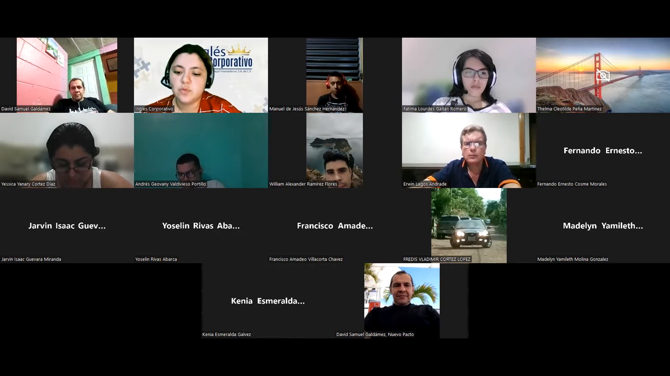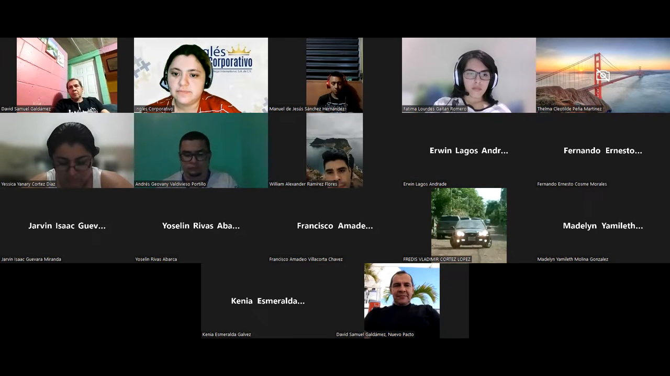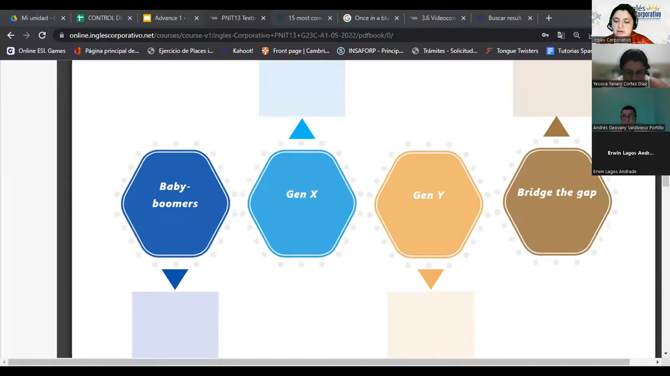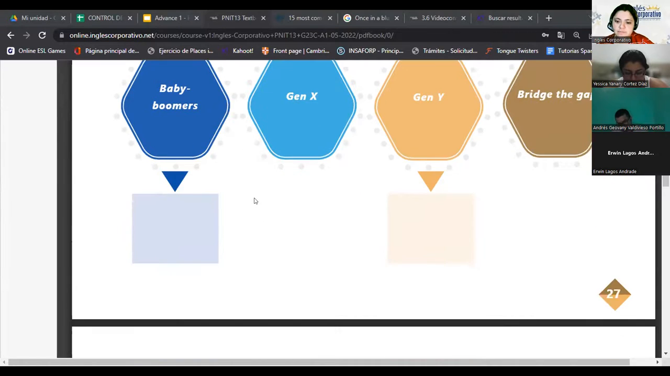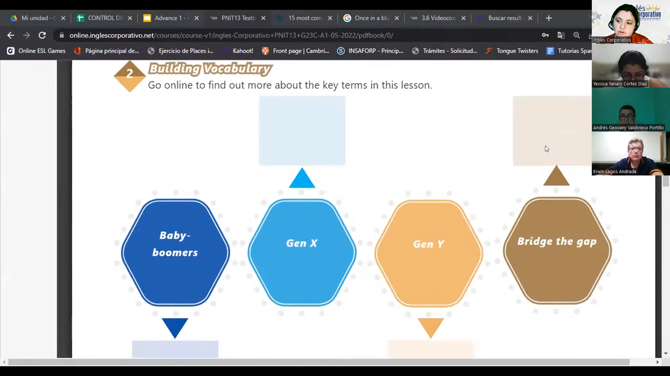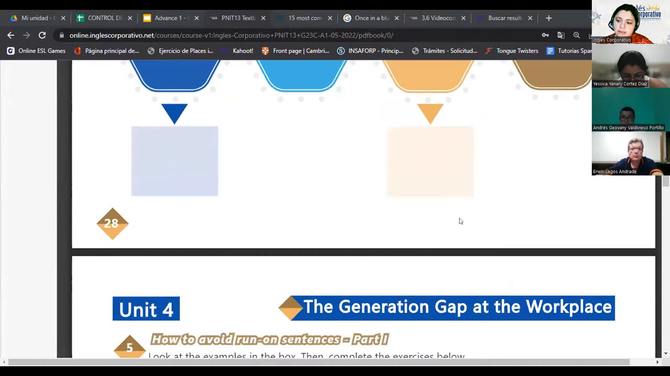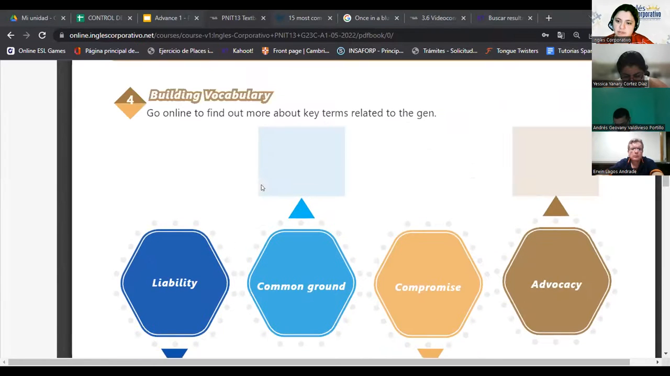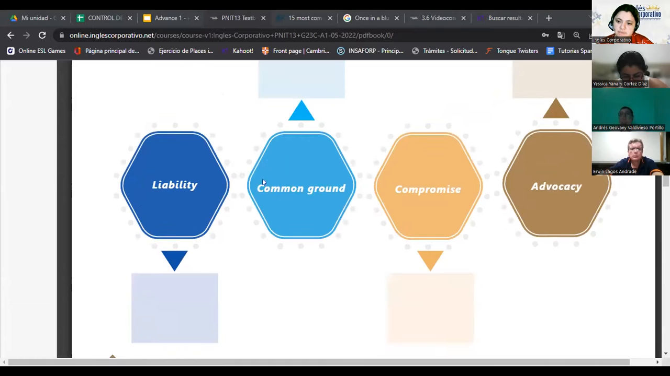I ask you to do this because we are on the manual right now, on pages 27 and 28. If you pay attention, it tells you to look for these meanings. For example, baby boomers, Gen X, Gen Y, bridge the gap. But you already know the meanings of these. If you have the book printed, try to fill these in so you know the meanings. On page 28, we have liability, common ground, compromise, and advocacy. You can fill in the information in these places, okay?